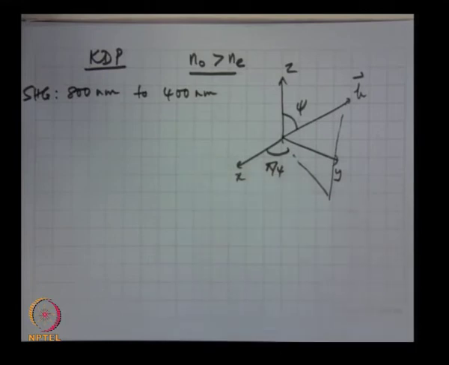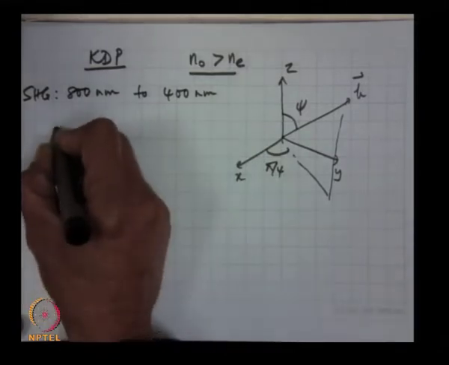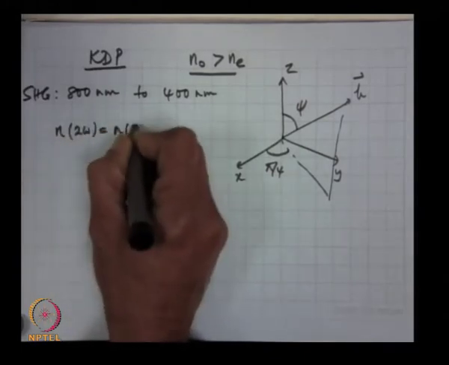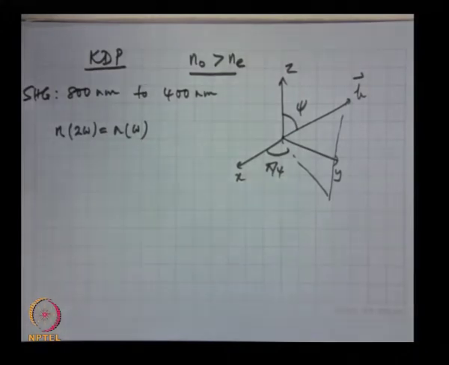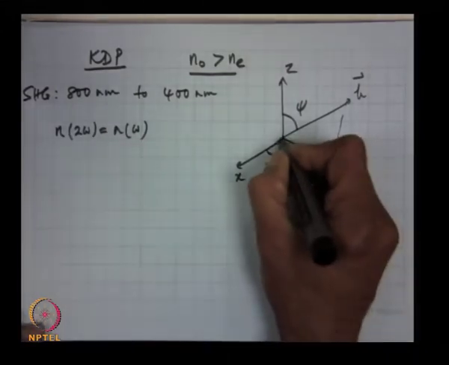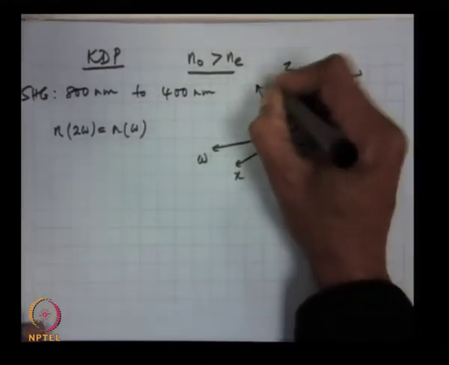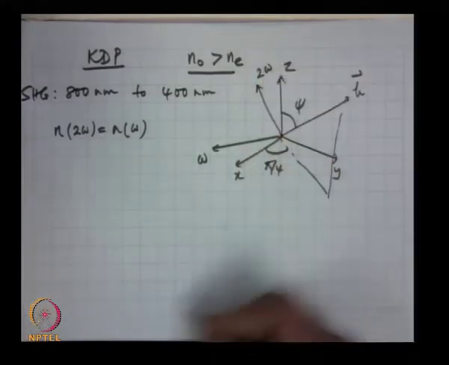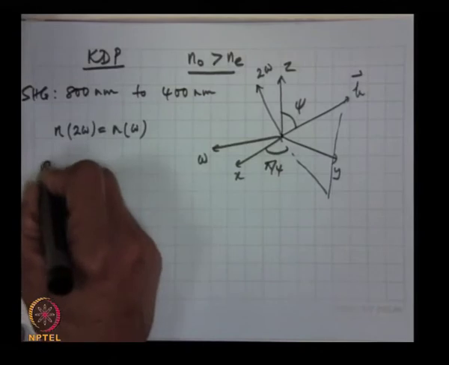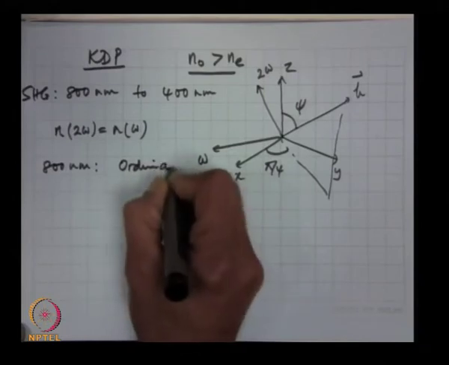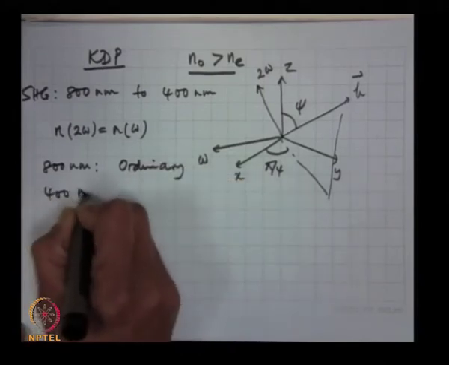as the frequency increases, or as the wavelength decreases, the refractive index increases. So what is the condition that we had obtained? The refractive index of the wave at 2 omega must be equal to the refractive index of the medium at the frequency omega. We had seen that this will happen provided I choose my omega like this, and then I get a 2 omega in this direction, polarization. So the 800 nanometers will be ordinary, and the 400 nanometers that comes out will be extraordinary.